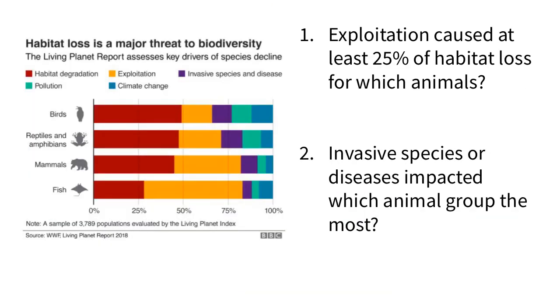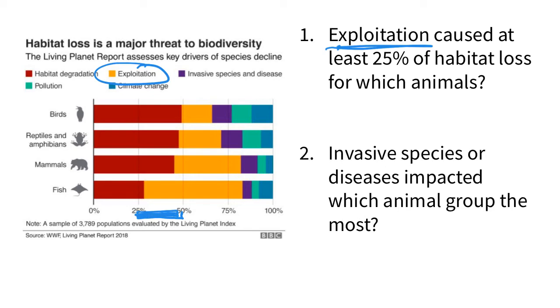This graph looks a little bit different. In this graph, we're comparing habitat loss to the reason why different animals lost those habitats. We can see this really helpful key up here, which tells us what each of those 5 colors represent. In the first question, it says exploitation, which is this yellow color, caused at least 25% of habitat loss for which animals? So I'm going to look for that yellow color at least being 25% long. So 25% long is about this long, right?